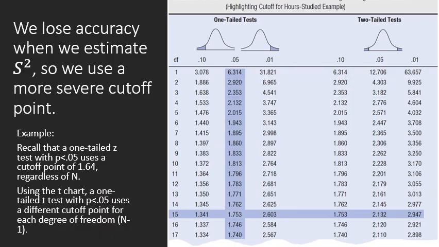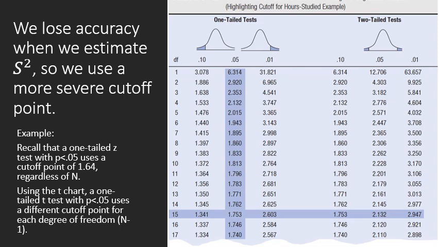So just a little bit more here. We lose accuracy when we estimate the unbiased estimate of the variance, so we use a more severe cutoff point. So you know that a one-tailed z-test with probability less than 0.05 uses a cutoff point of 1.64, and that's regardless of n.